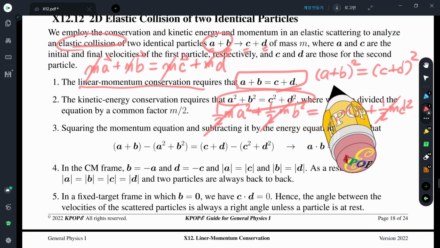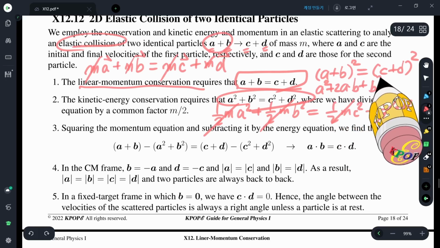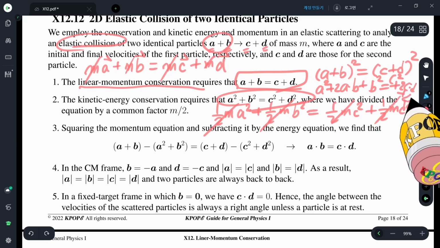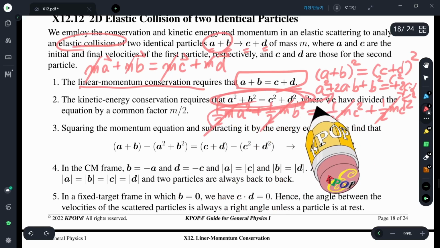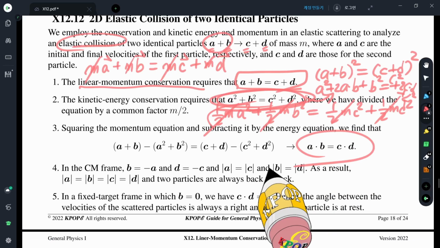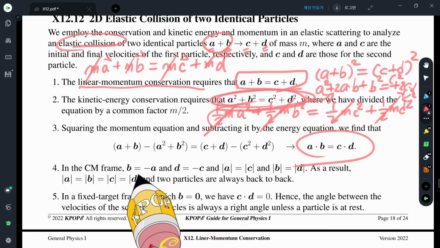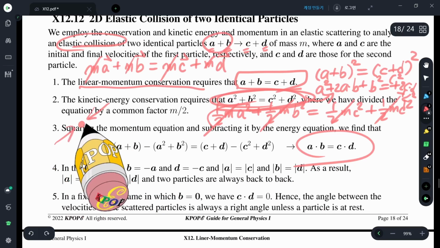We can expand this: a squared plus 2 times a dot b plus b squared equals c squared plus 2 times c dot d plus d squared. We subtract the energy relation from here, and we end up with a dot b equals c dot d. This is true in any frame, but for simplicity, we use the center of mass frame, with identical particles colliding together.